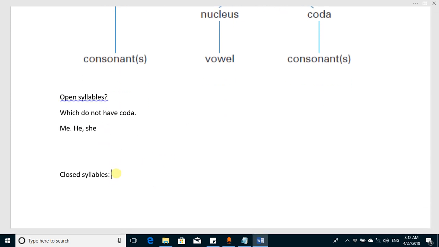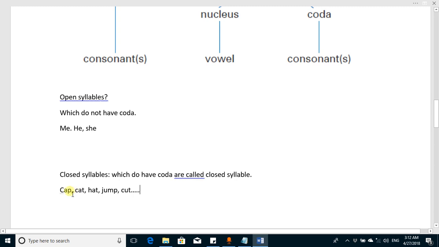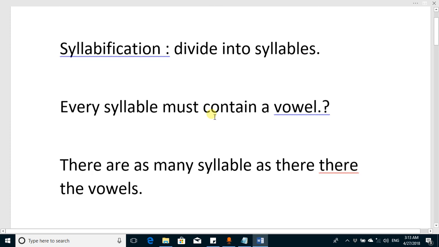And those syllables which do have a coda are called closed syllables. There are many examples for it as well. Like you can say the word cat, cap, hat, another word like jump, like cut. These are all closed syllables, and all these syllables do contain the ending consonant. Similarly, the word it is a closed syllable. So this is all about syllables.